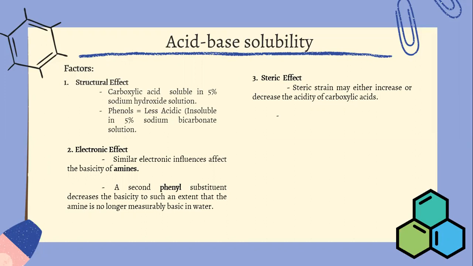The remaining two principal effects influencing the structural control of acid-base strengths are electronic and steric. Similar electronic influences affect the basicity of amines. The phenyl rings stabilize the free amines by resonance and also decrease the basicity of nitrogen inductively. A second phenyl substituent decreases the basicity to such an extent that the amine is no longer measurably basic in water. The last factor is the steric effect. Steric strain may either increase or decrease the acidity of carboxylic acids.